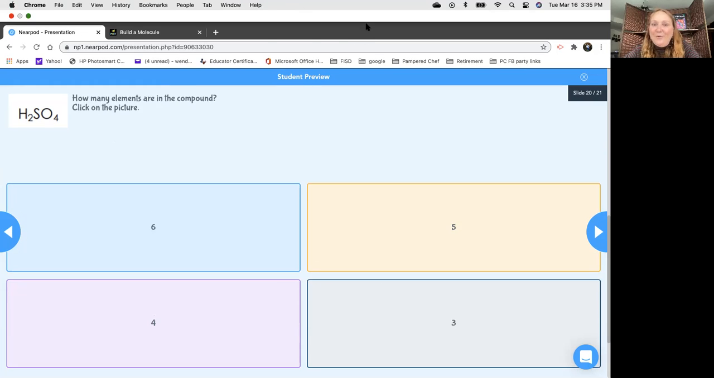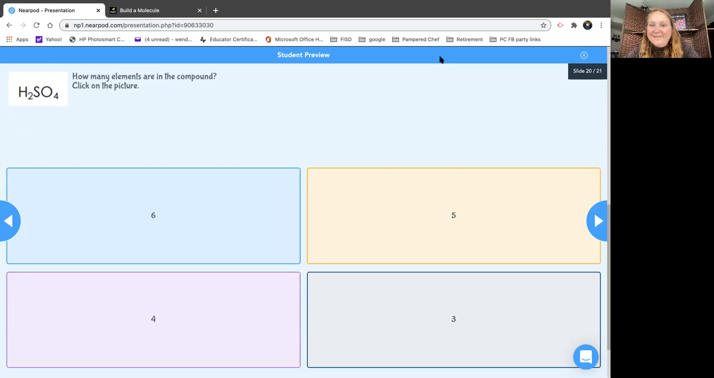And I hope that is what you were looking for. The resources that I would need would be the PhET simulation, obviously Nearpod. I would want students to have a copy of a periodic table so that they could be referencing that as well.